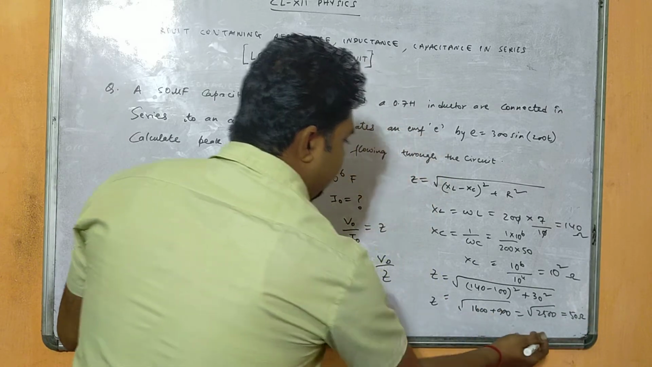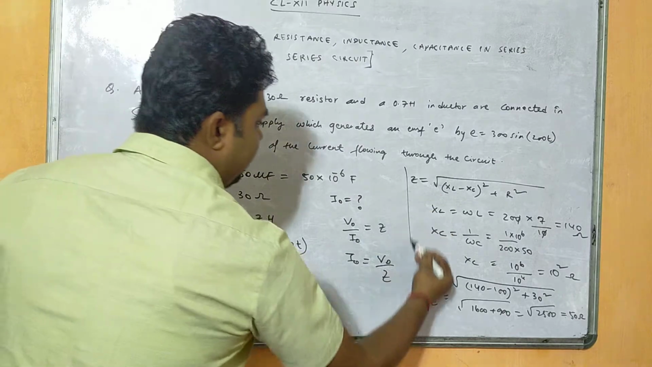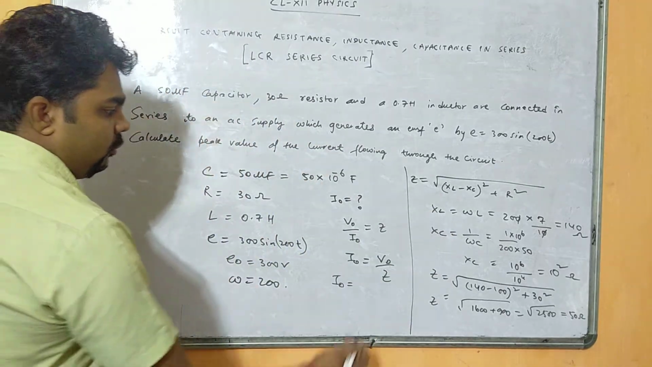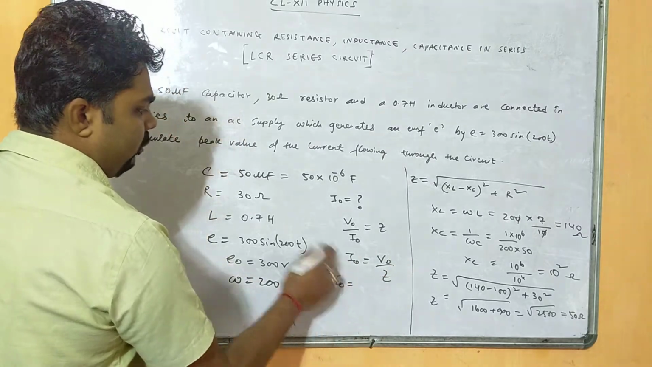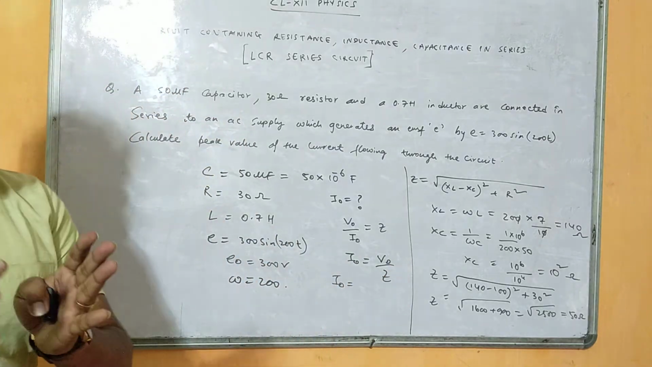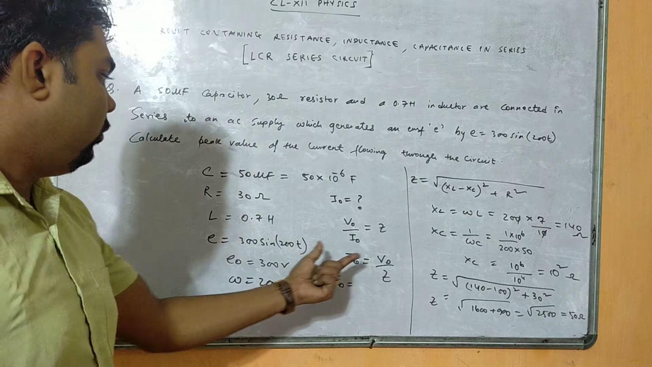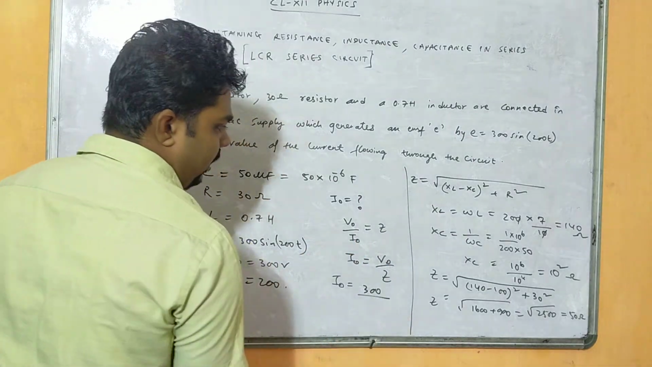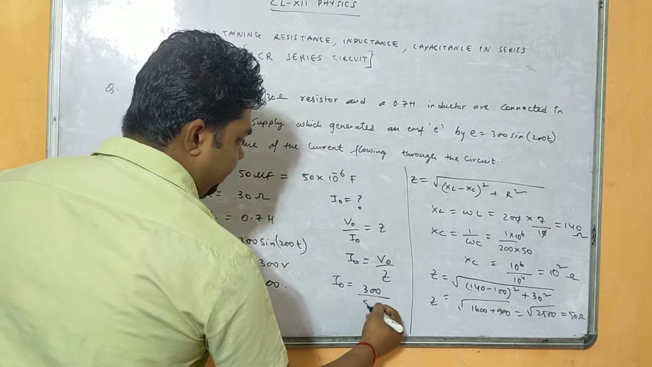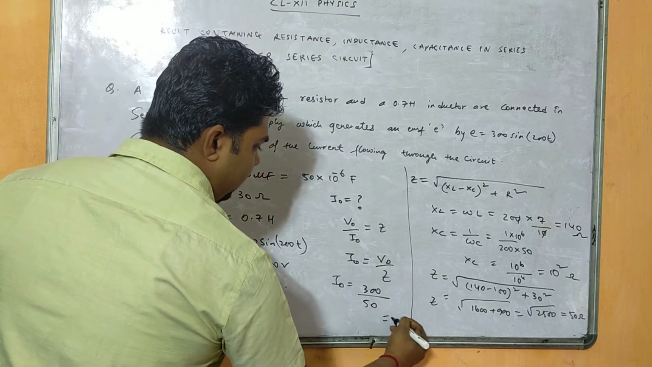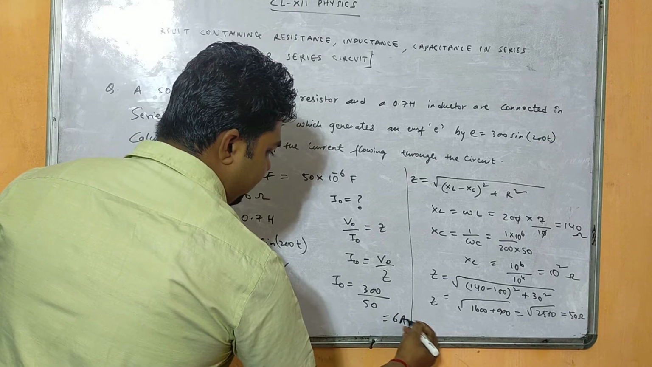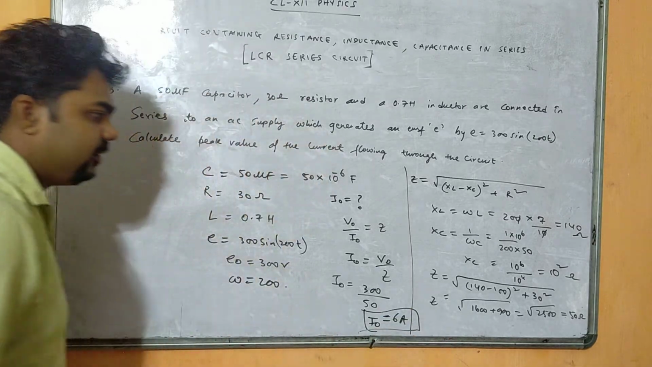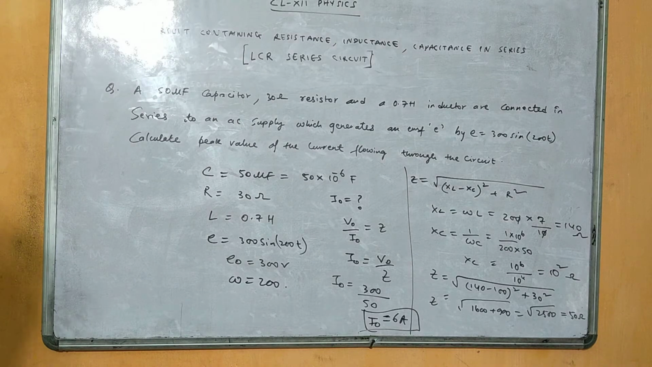Okay, so this is our Z. Once we get the Z here, it will be very easy to find out the peak current. So V0 by Z equals I0. I0 is the peak current which we have to find in this question. So V0 is how much here? 300, and Z we got 50. So 0 and 0 got cancelled. 5 sixes are 30, that means 6 ampere. So what is the peak current of this LCR circuit? That is 6 ampere.